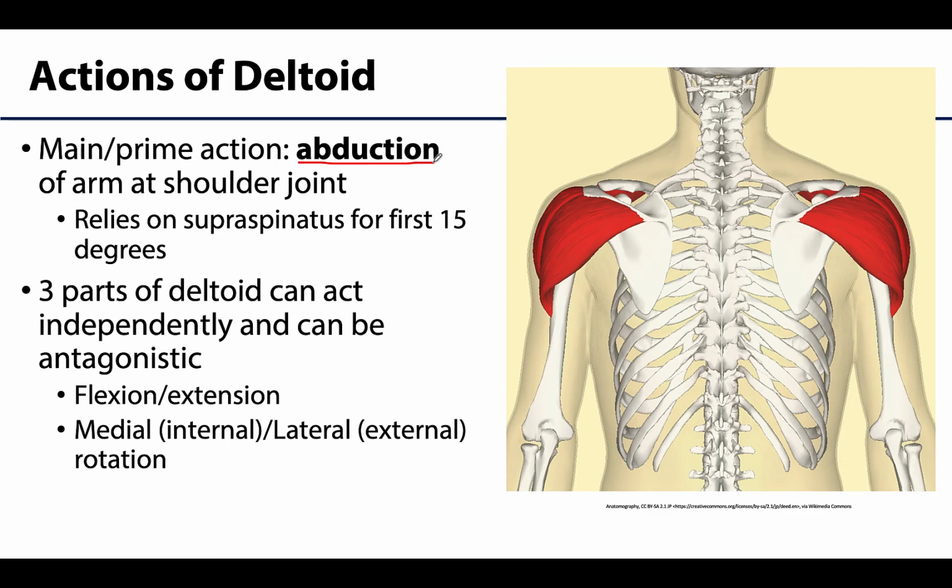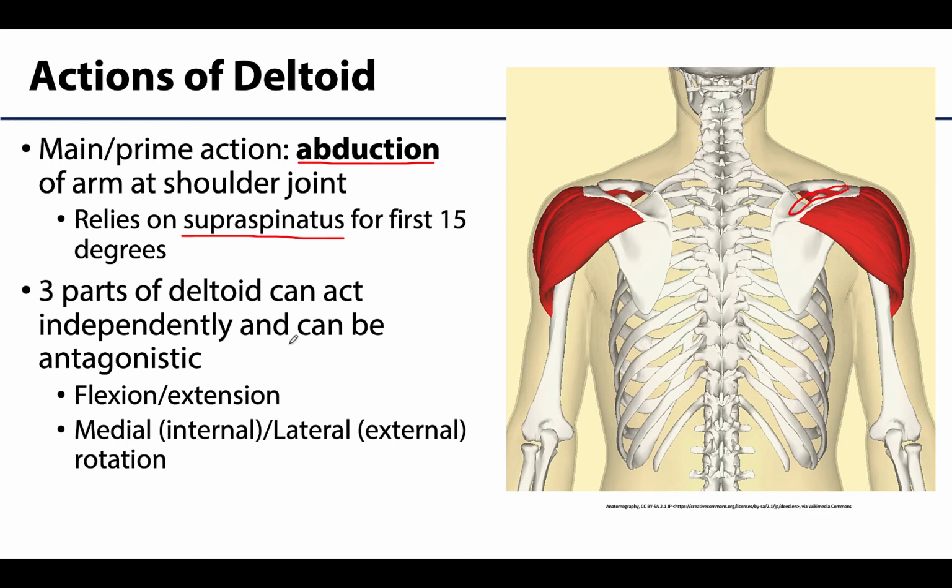So by far the most powerful and primary abductor of the shoulder, but it needs a little help at the beginning of the movement, so initiating the action of abduction, and it gets that through the contraction of the supraspinatus muscle, which is one of the rotator cuff muscles. It will be located in this general region right here. And we'll talk more about that in upcoming videos.